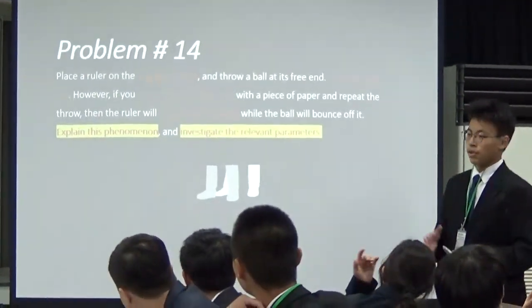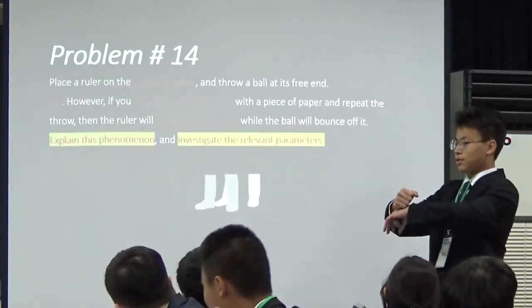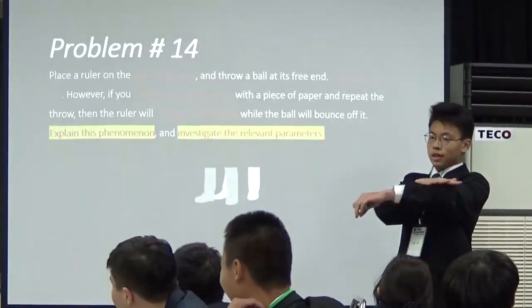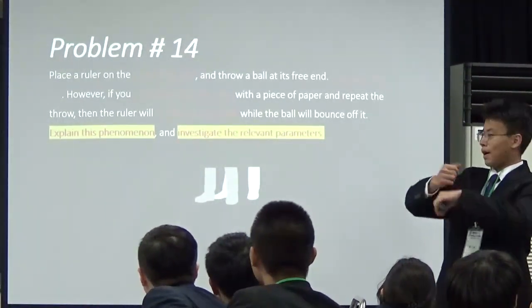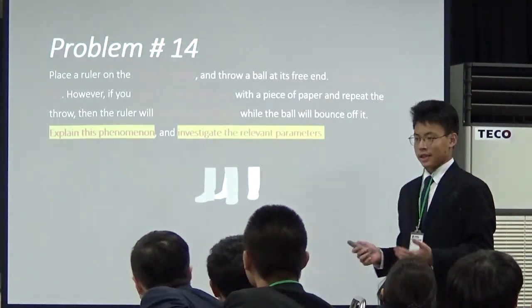And here's the problem statement. You place a ruler on the edge of the table and throw a ball at the end. However, if you cover it with a piece of paper and repeat, the ball will bounce off. And you need to explain this phenomenon and investigate relevant parameters.